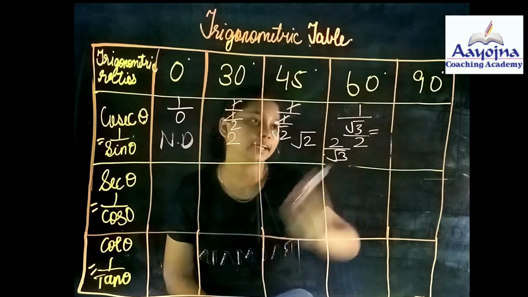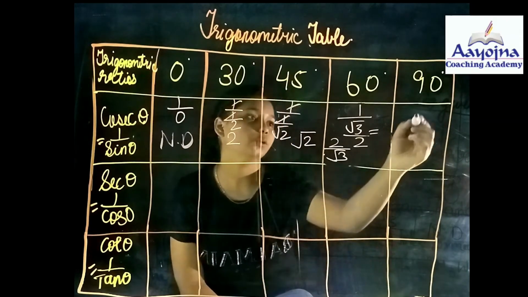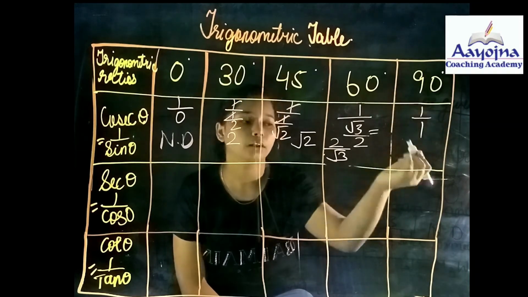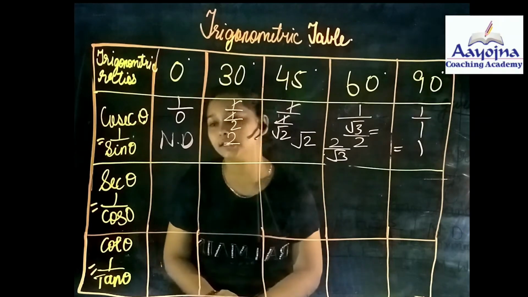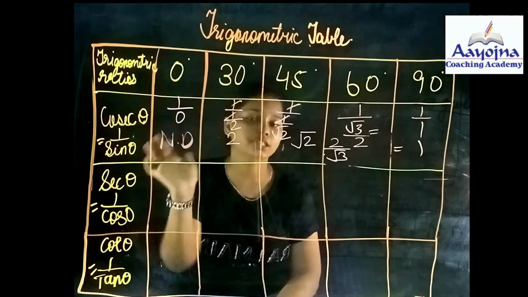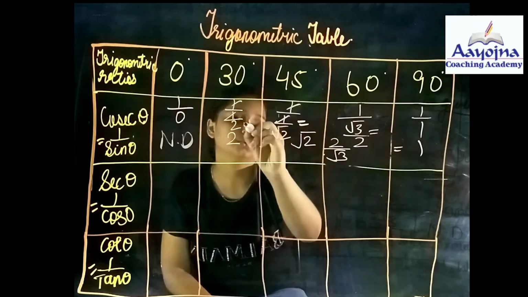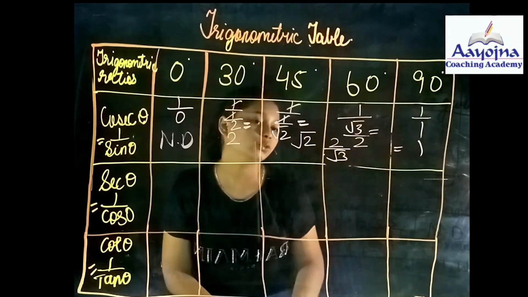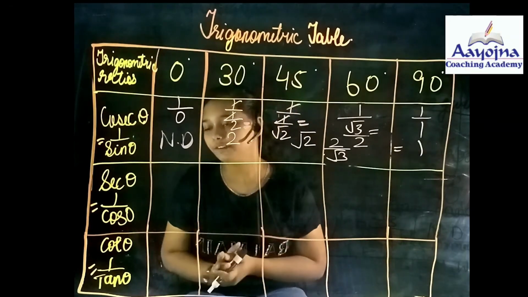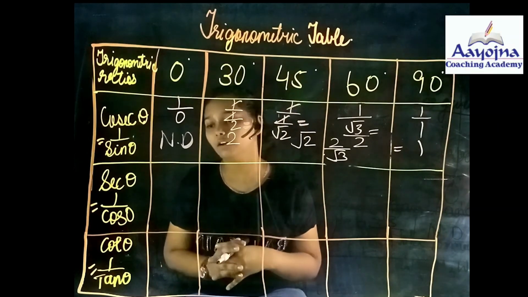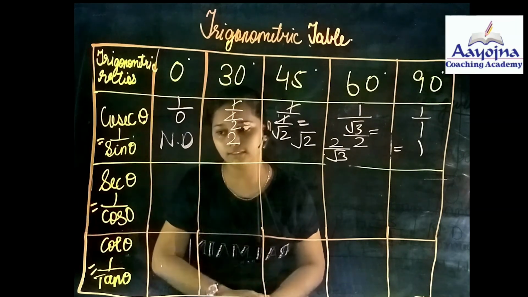Now cosec 90 degree, the value for sine 90 degree was 1. So 1 will be divided by 1, 1 upon 1 is nothing but 1. So here we got the values for cosec theta: 0 degree is not defined, 30 degree is 2, 45 degree is root 2, 60 degree is 2 upon root 3 and 90 degree is 1. So now we will find the value of sec theta. The formula that we can use to find sec theta is 1 upon cos theta.